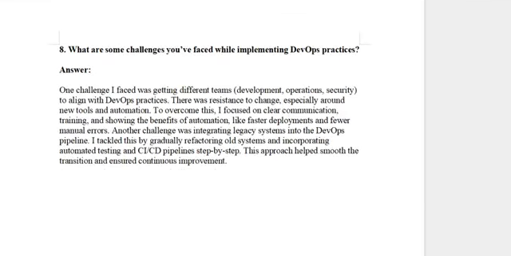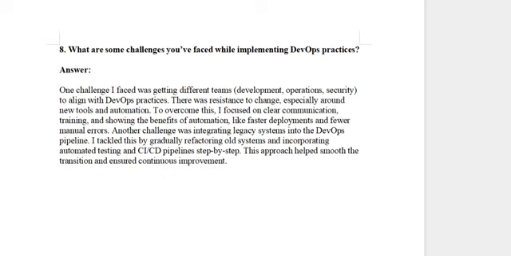Question number 8. What are some of the challenges that you have faced while implementing DevOps practices? One way of answering this question could be, one challenge I faced was getting different teams, development, operations, and security, to align with DevOps practices. There was resistance to change, especially around new tools and automation.